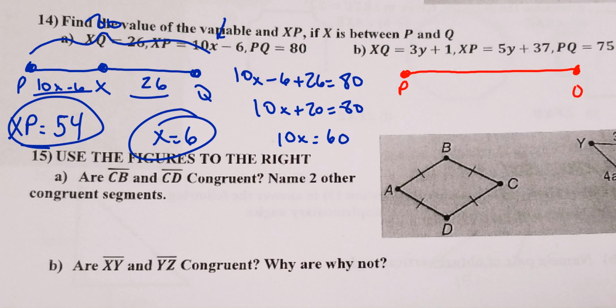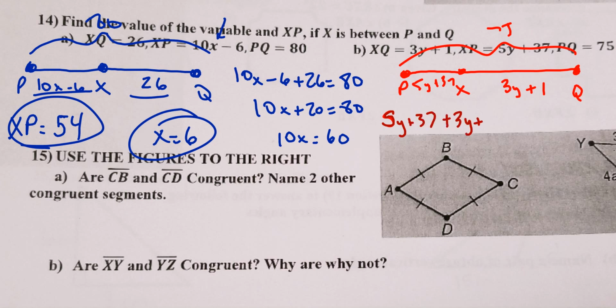I have P, I have Q, put X in the middle. So I have XQ is 3y plus 1. XP is 5y plus 37. And the whole thing is 75. So I do 5y plus 37 plus 3y plus 1 equals 75. I get 8y plus 38 equals 75. I subtract 38 from both sides. I end up with 8y equals 37.